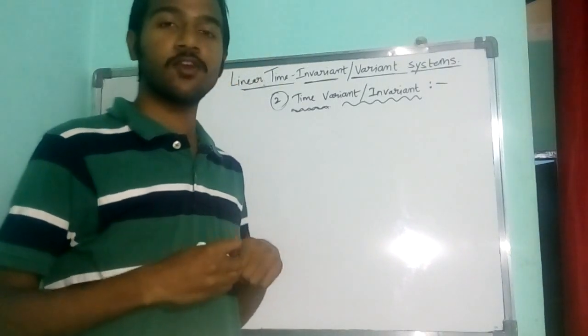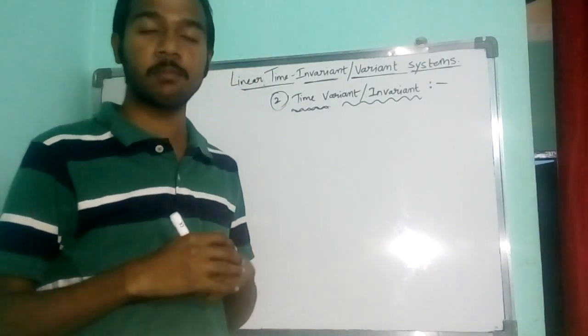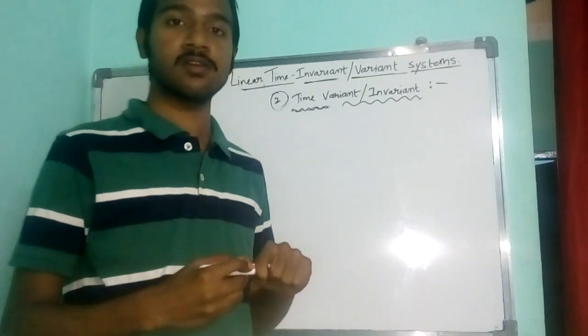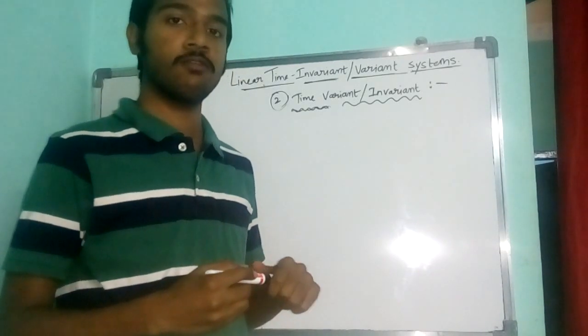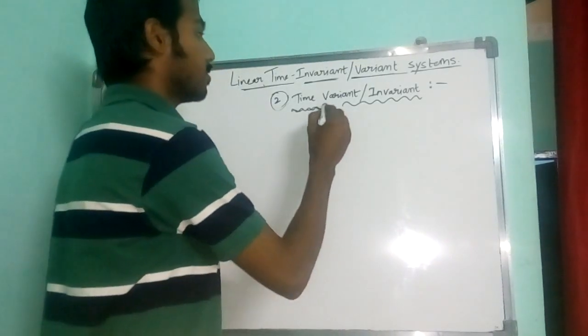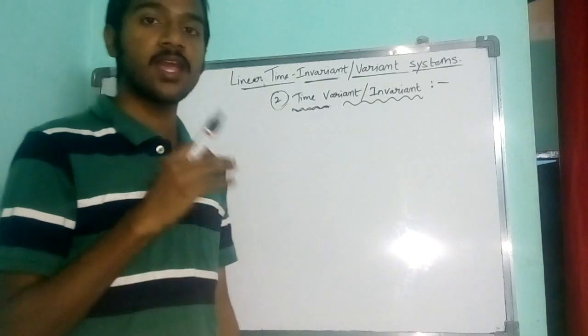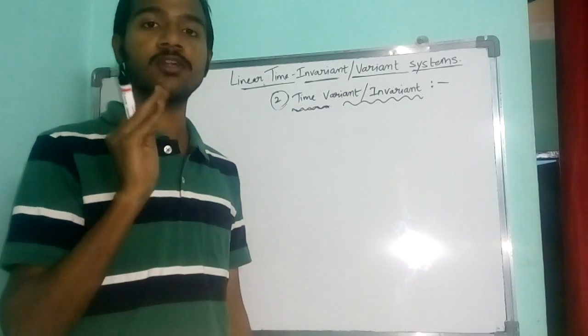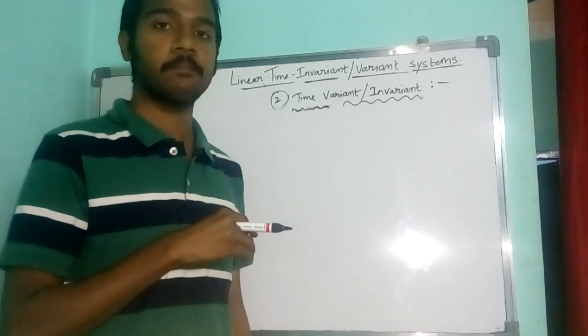Hi friends, in this video we're going to learn about time variant and time invariant systems. In the previous video we have already learned about linear systems. So continuing from that video, in this video we're going to learn about time invariant systems. A system is said to be a time invariant system if its output does not depend explicitly on time.